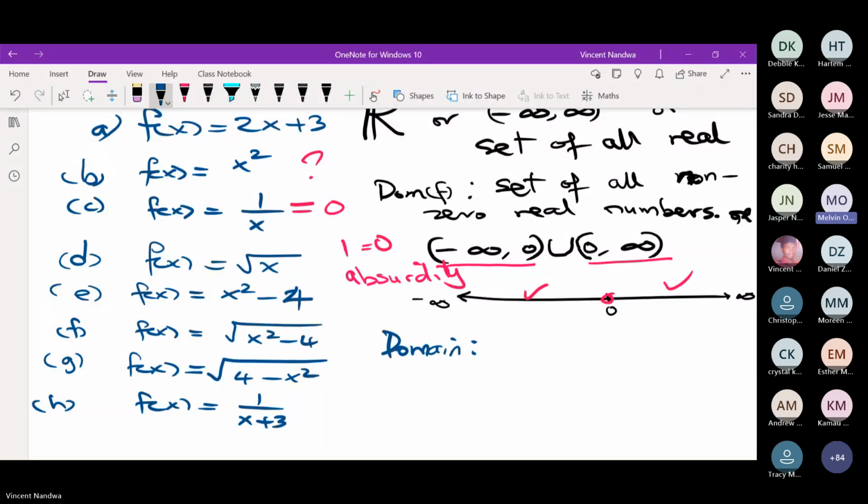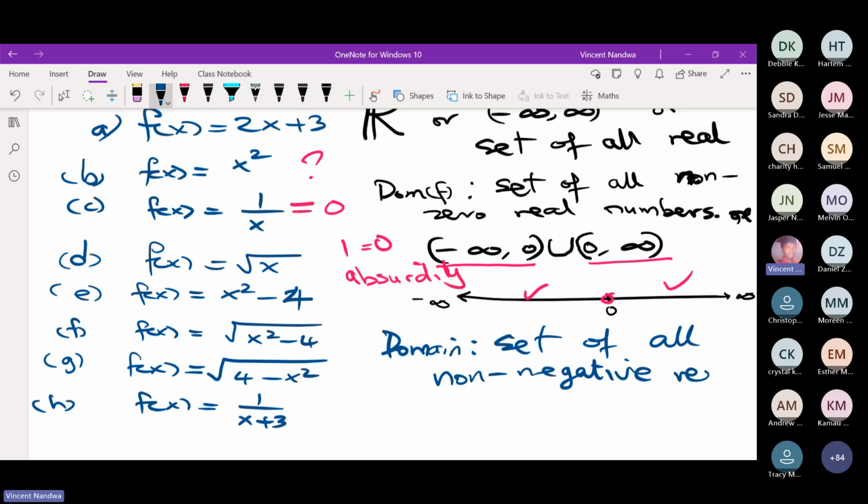All non-negative numbers. So negative numbers will not work, because when you put a negative number there, for example the square root of -1 in your calculator, it gives you a math error. So the domain will be the set of all non-negative real numbers. Non-negative means not negative.